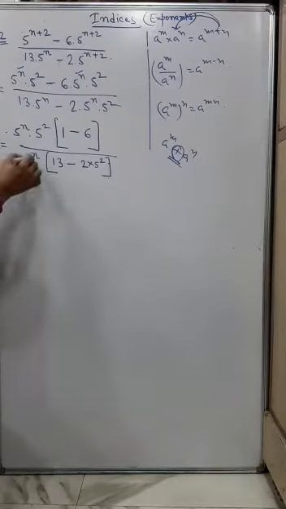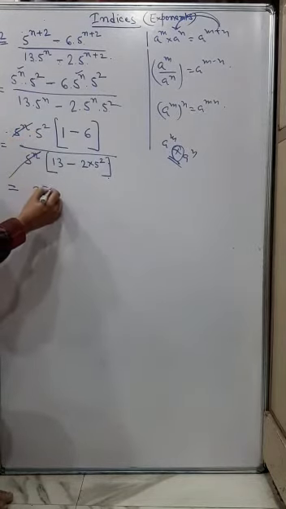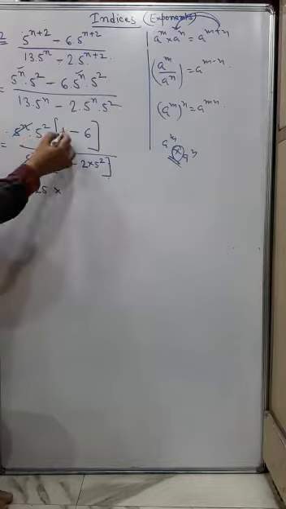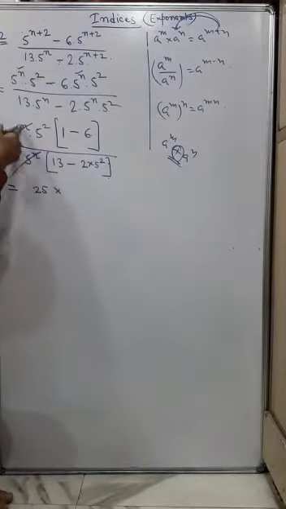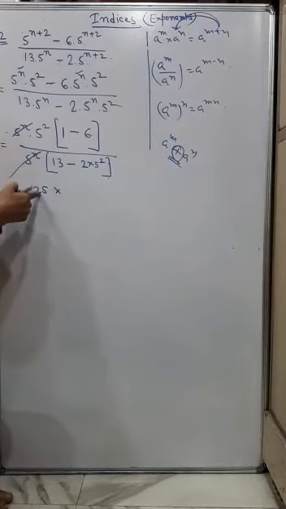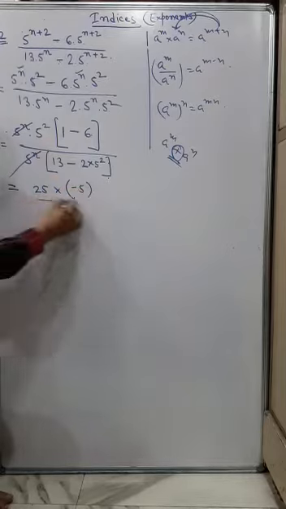Okay. So finally this and this get cancelled, and then I get what? This one is 25, because now nothing is getting cancelled. You can see it's a minus here, you can't cancel anything now. So this and this got cancelled. So 5 square means 25. 1 minus 6 means it is minus 5.